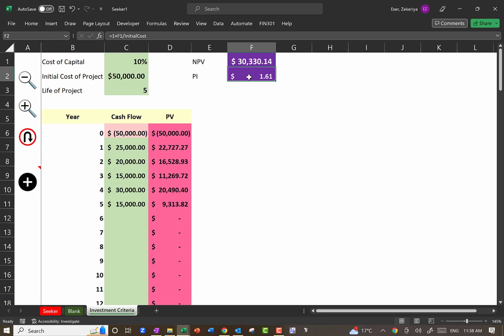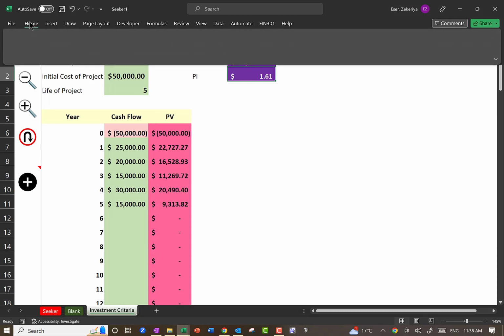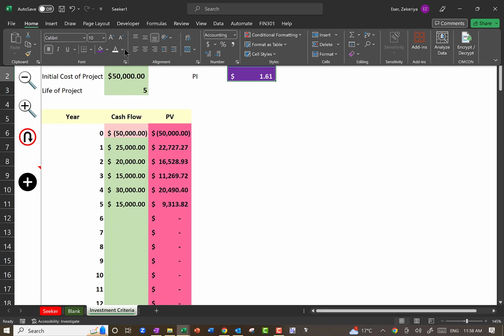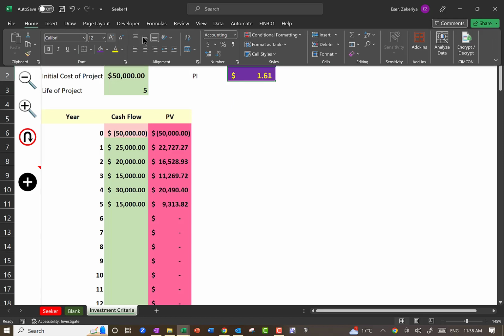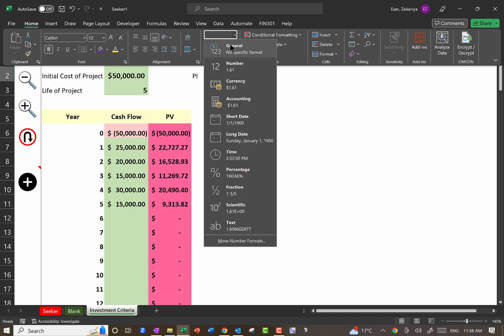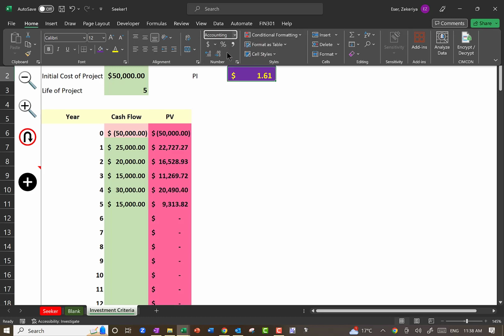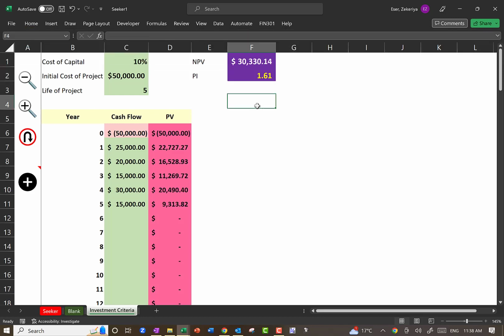But since I already have it, I'm just gonna, let me actually use a different font color for this, yellow. Actually, just a normal number. It doesn't have a dollar interpretation. Just to tell us directly whether to accept or not.